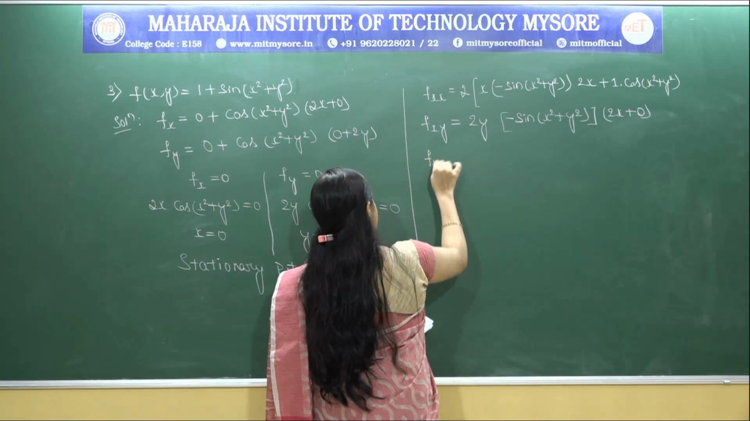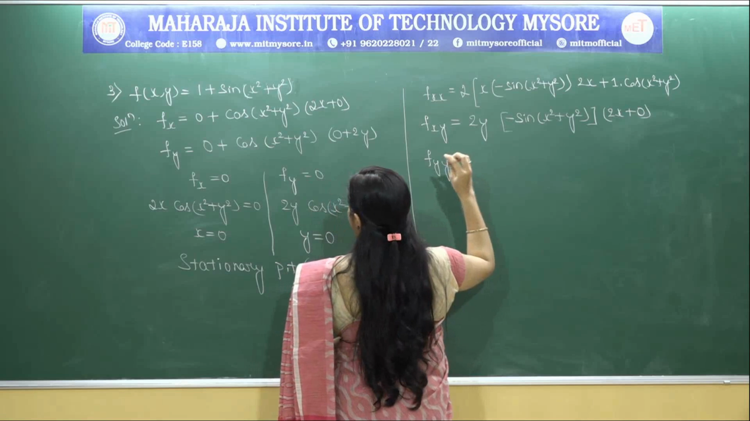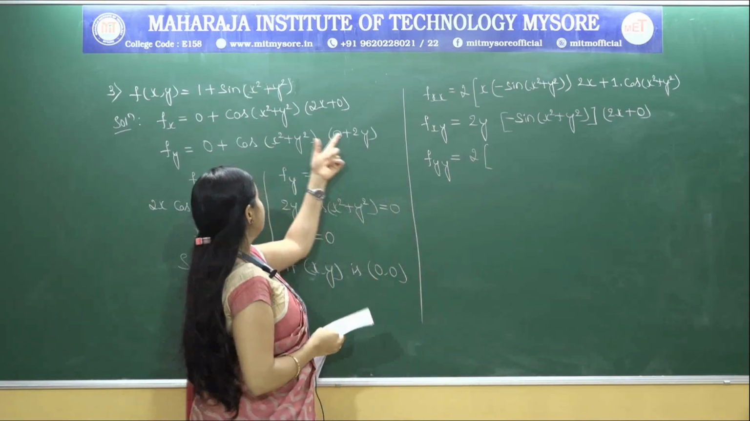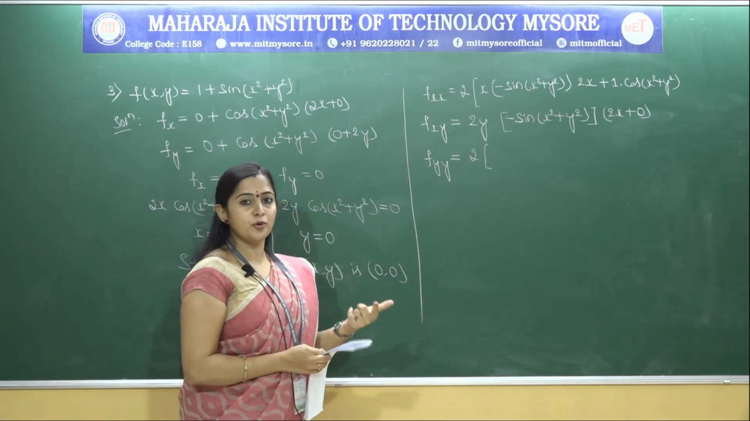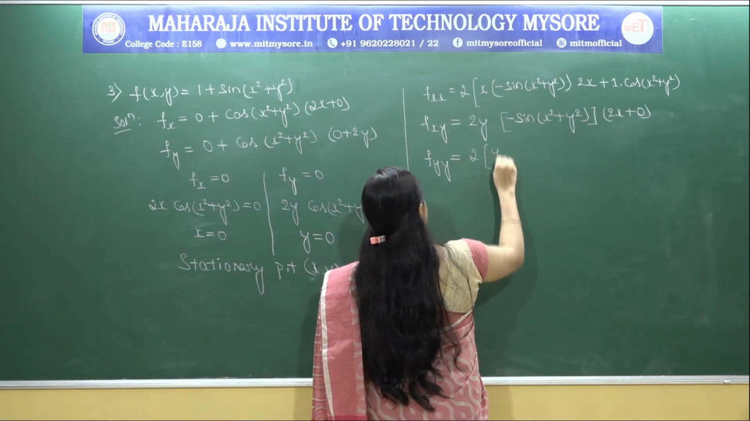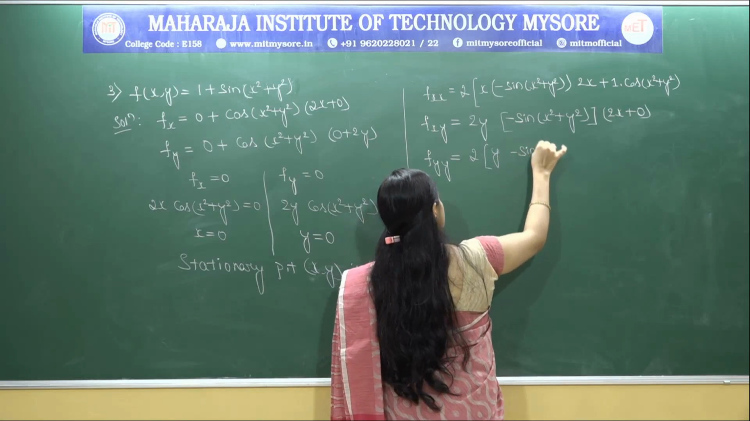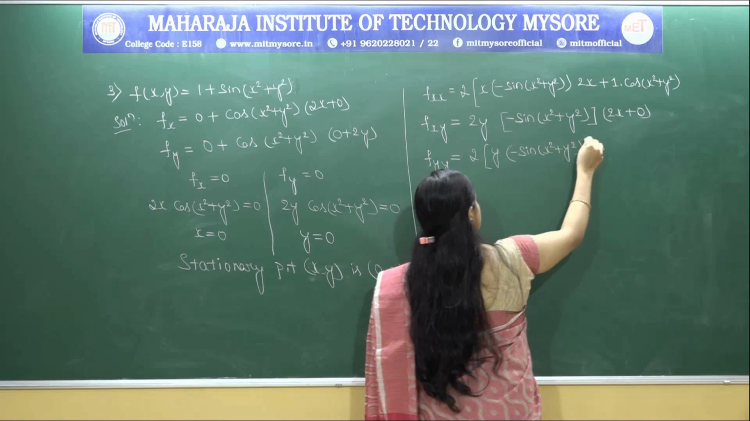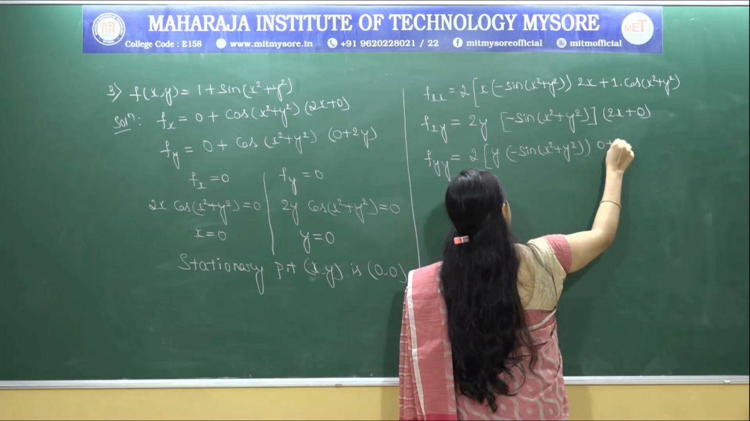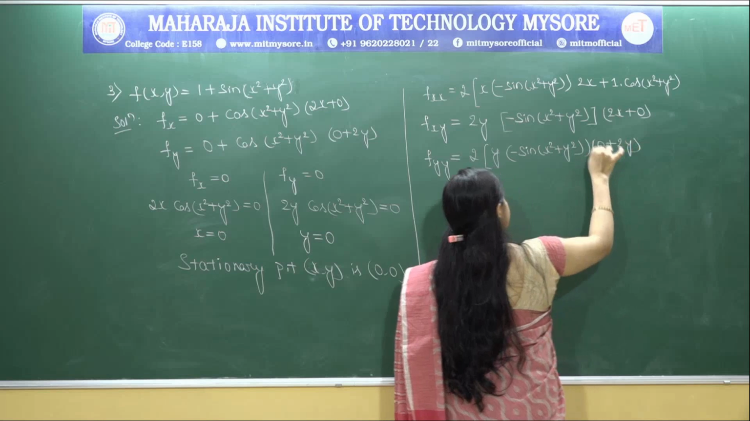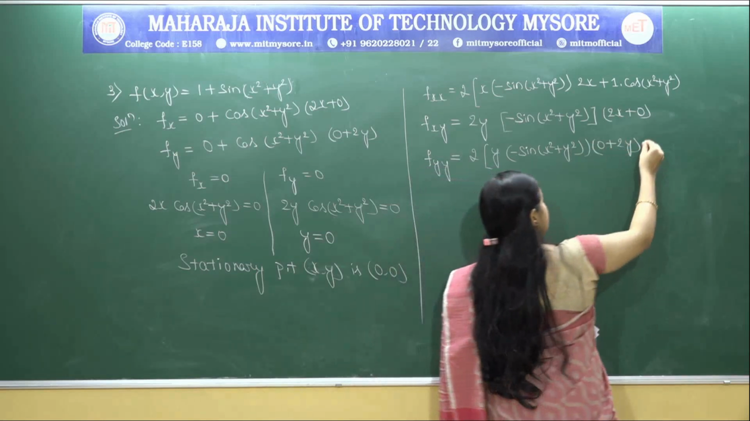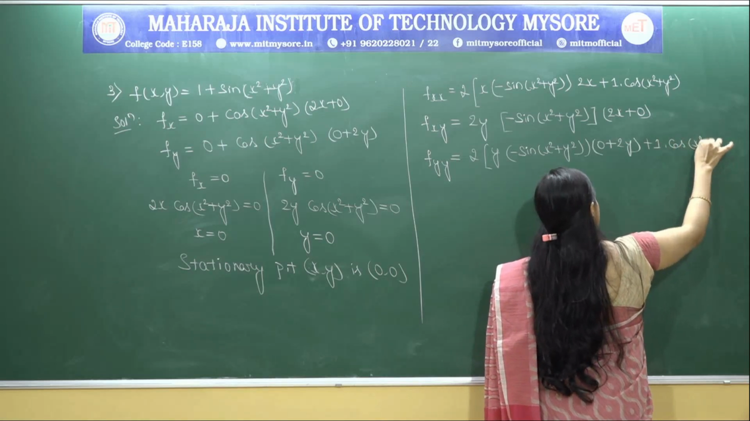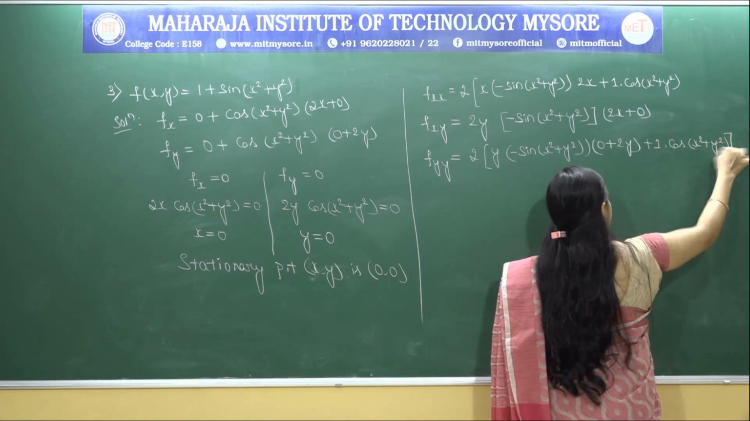Next, fyy, differentiate fy with respect to y. So keep the 2 outside. Since you have the y and the cos trigonometric term, you have to apply the product rule. So the first term, differentiation of sine, differentiation of cos, minus sine of x square plus y square. With respect to y, the x square differentiation is 0, the y square differentiation is 2y, plus the y differentiation is 1, keep the second term as it is, x square plus y square.